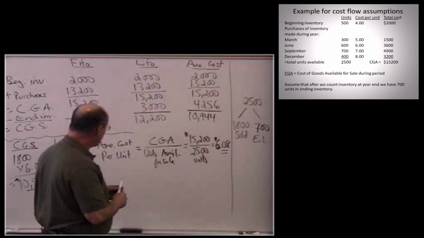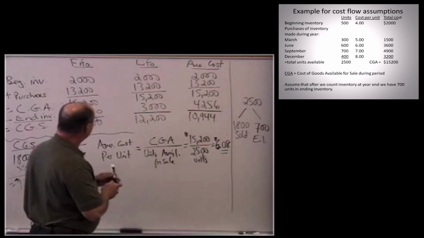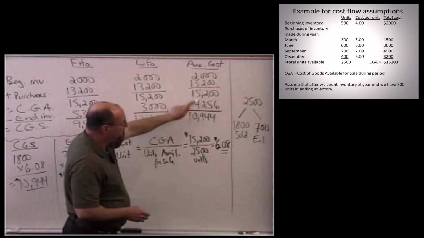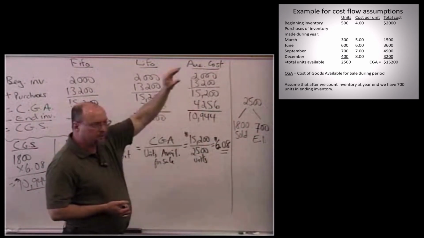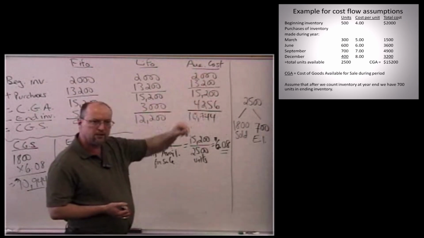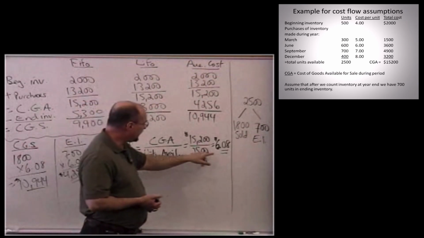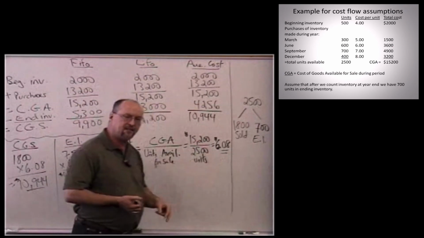Average cost was quite simple. Simply take cost of goods available, 15,200 on your slide, divide it by the number of units that were available, which is units in beginning inventory, plus units purchased, 2,500. That gives us an average cost of $6.08 per unit.